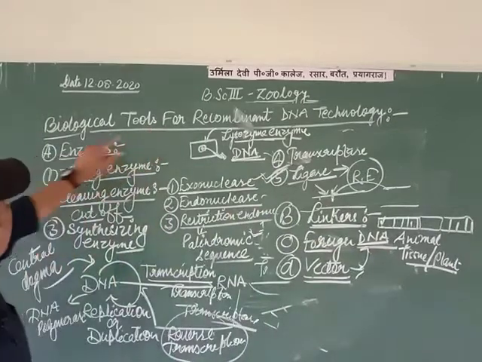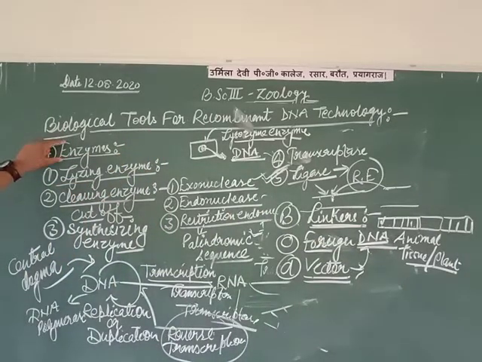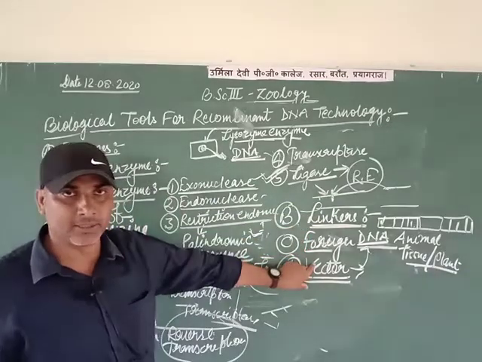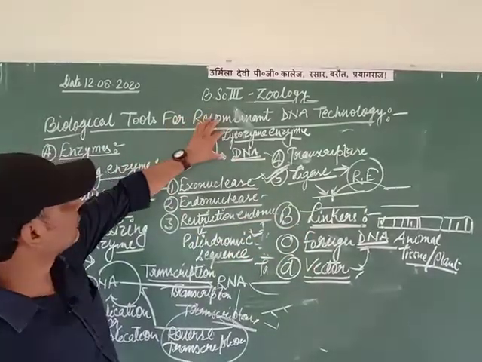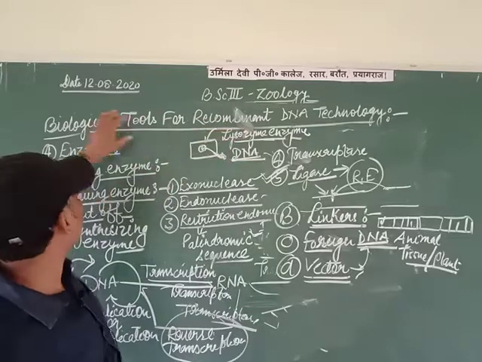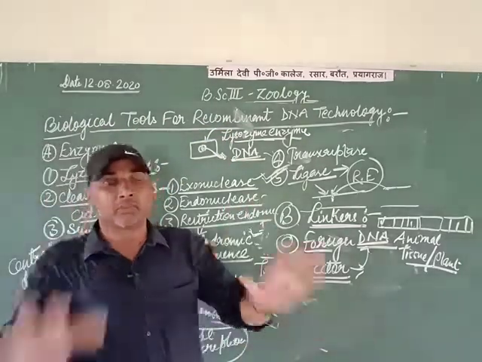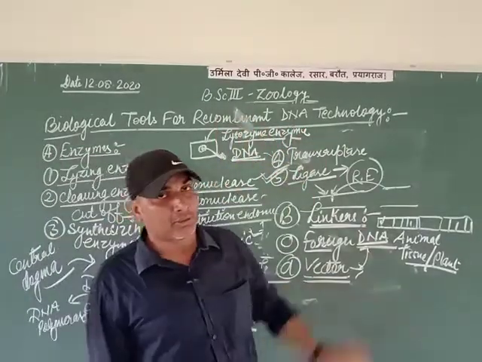So there are a number of tools: enzymes, linkers, foreign DNA, and vector DNA. That is the close of the topic of recombinant DNA technology tools. In the next chapter, we will cover the procedure followed in recombinant DNA technology. Thank you.